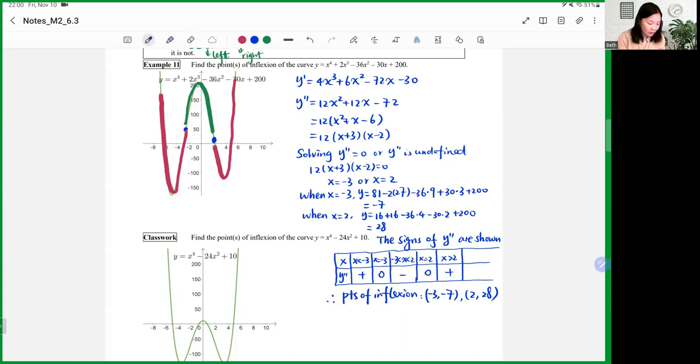Okay, now remember this part will be marked. This part will be worth 1 mark. If you don't write them, then the mark is not awarded. Will you try? Classwork.